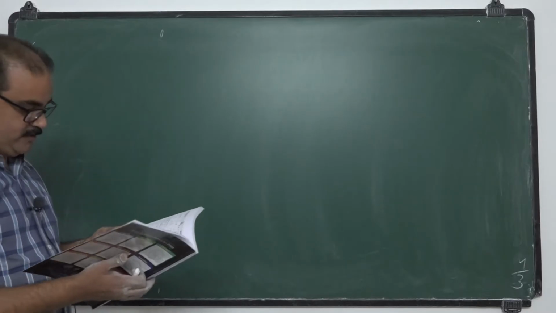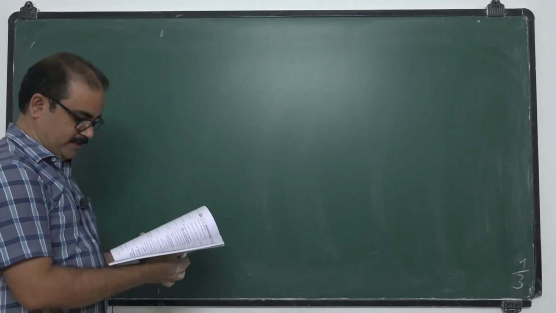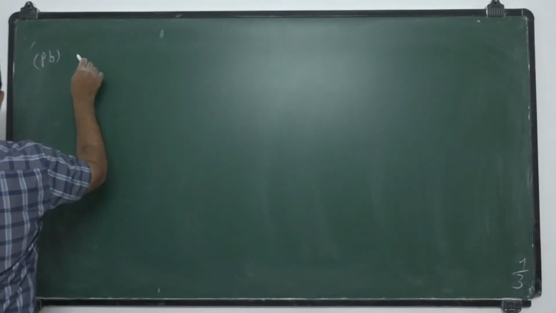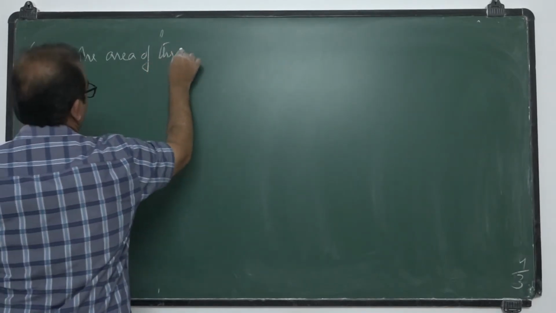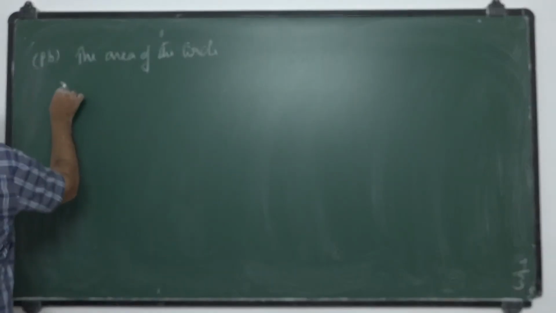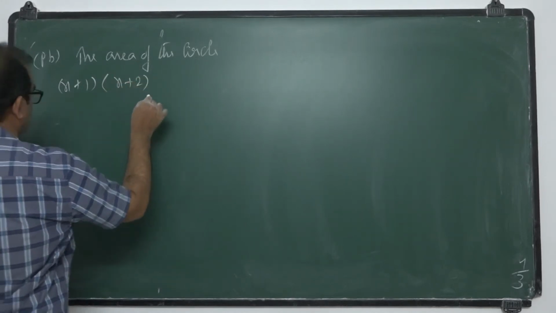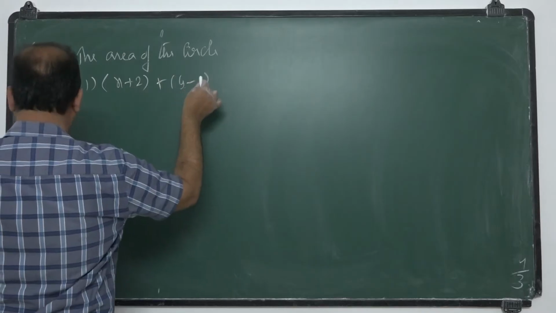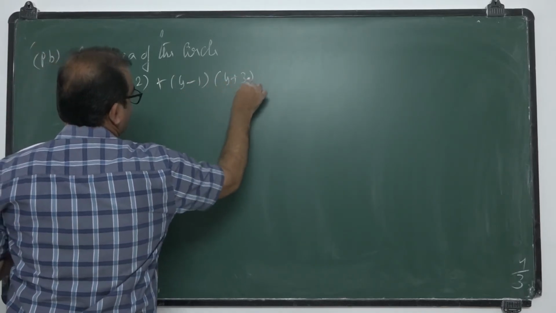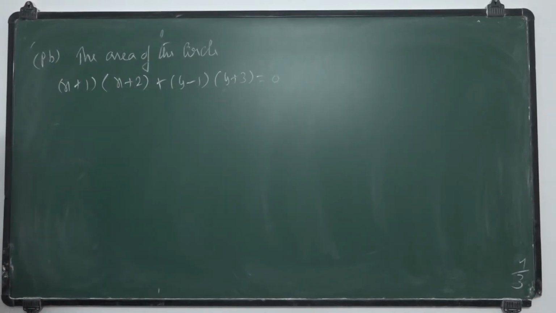Okay, we will continue the objective problems in areas. Write the next problem. The area of the circle (x + 1)(x + 2) + (y - 1)(y + 3) = 0. Find the area of this circle.